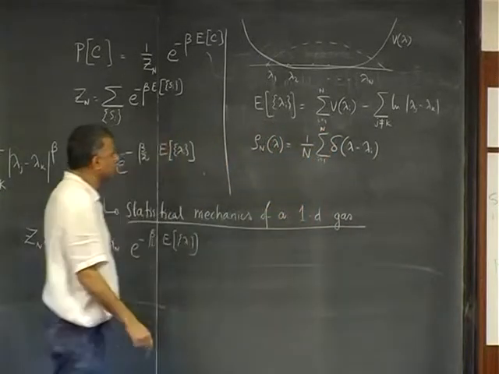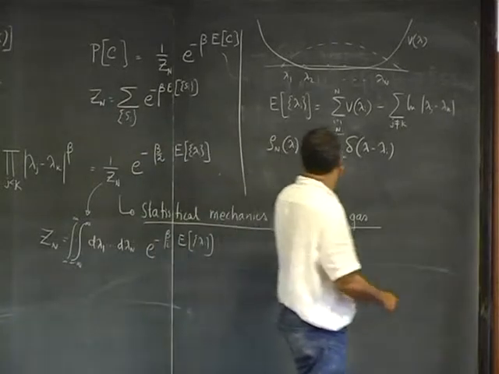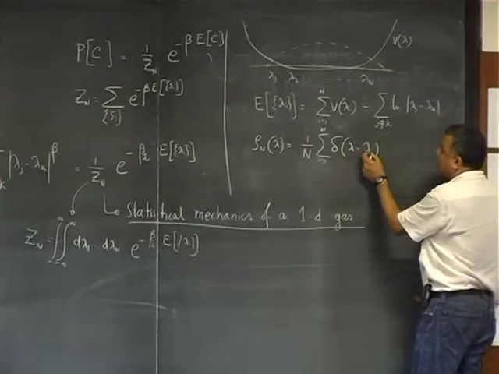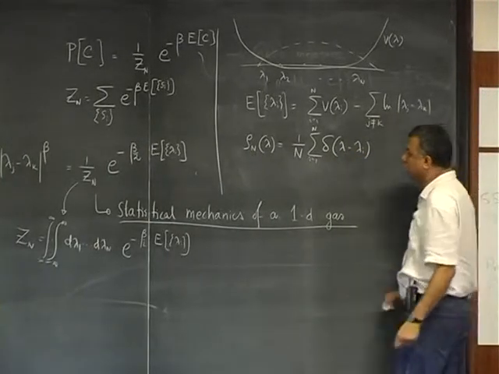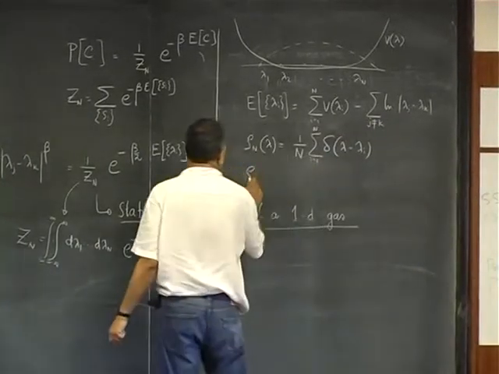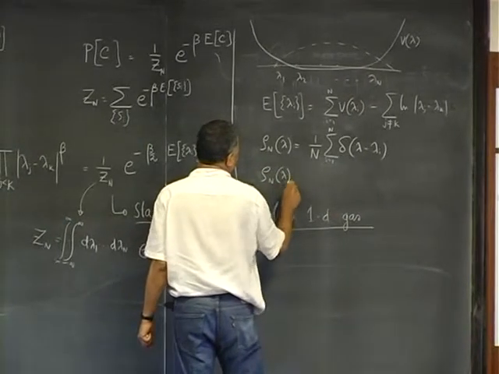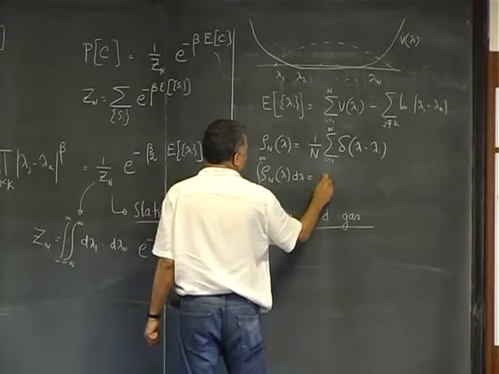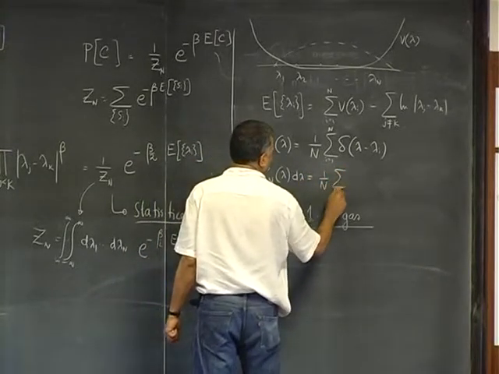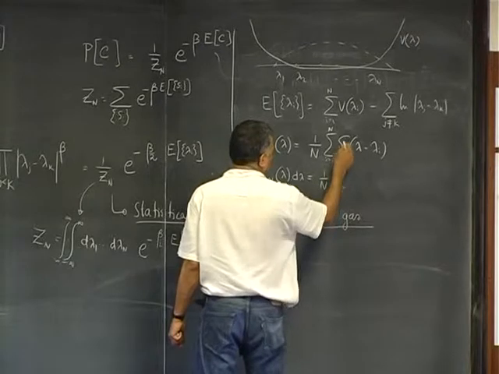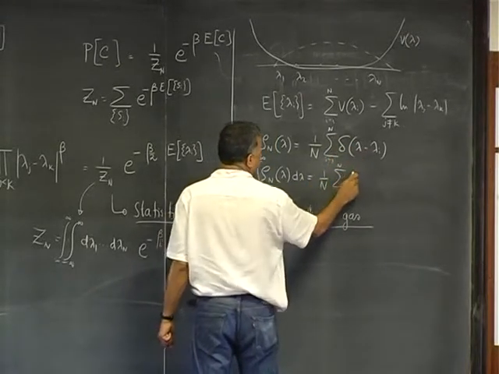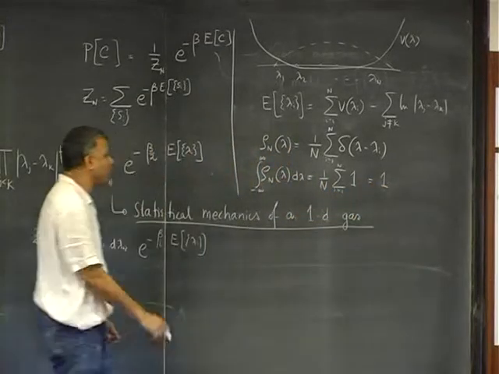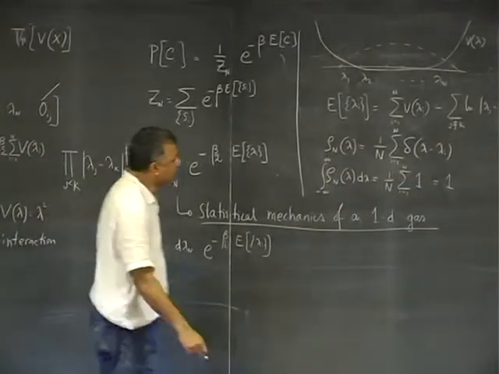So what is this object? This object tells me that as I vary lambda, whenever there is a charge, it picks up a delta function contribution. So this is the density, because if you normalize to unity, when I integrate this, you get 1 over n. So when I integrate over d lambda, this gives 1. So n cancels, so this object is normalized to 1. And this is called the density of states.